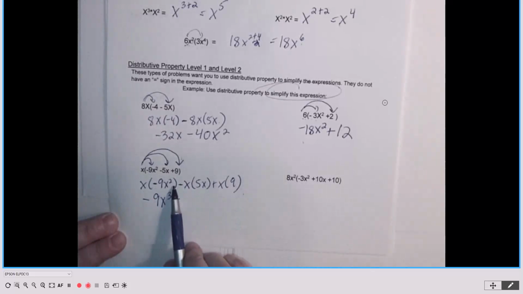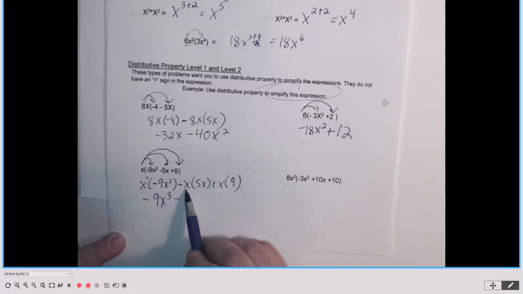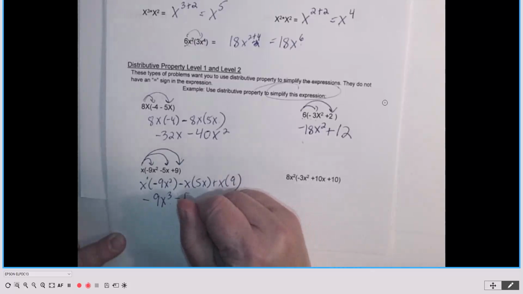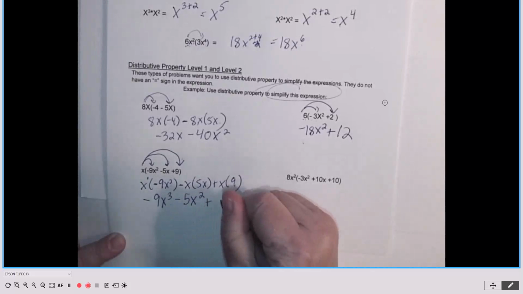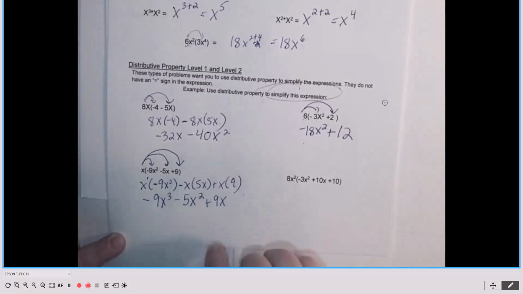So x times a negative 9x squared. Remember, this is really x to the 1, so we are adding exponents to get x cubed. Negative x times 5x squared is a negative 5x squared. Plus x times 9. We always write the number first. We don't write x9.